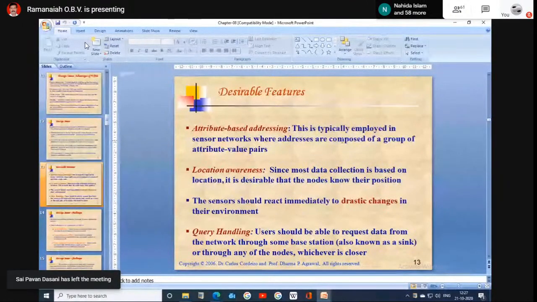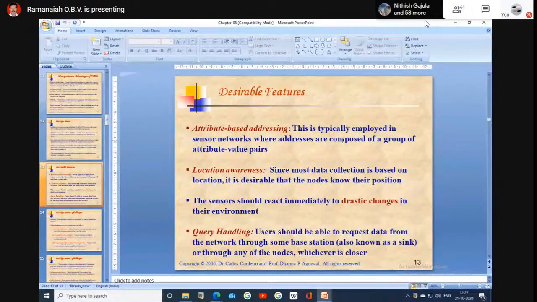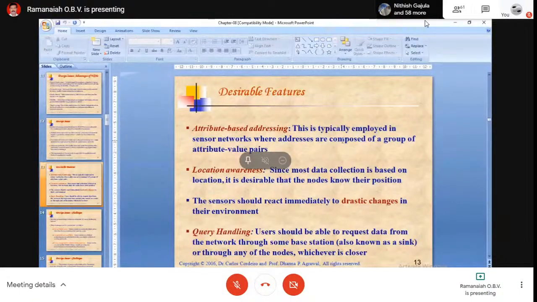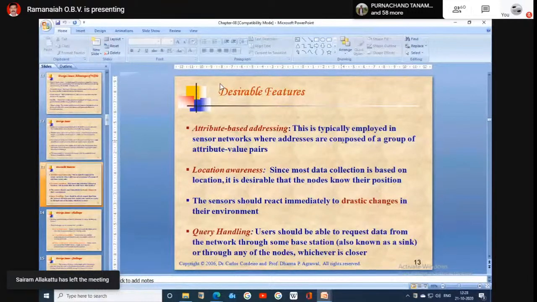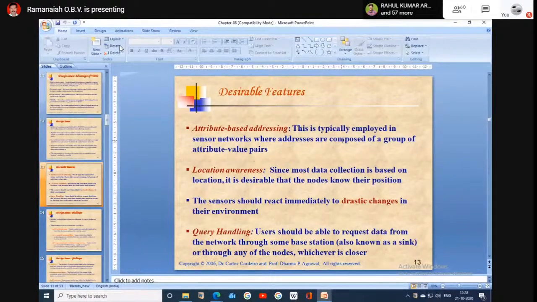So attribute addressing. Temperature T comma 35, you write within parentheses (T, 35). What does it mean? All the sensor nodes where the temperature is greater than or equal to 35 degrees Celsius have to be activated or triggered. So this is how you will be addressing the sensor nodes. Which nodes are to be triggered or activated? That is by sending this ordered pair. This ordered pair is communicated.